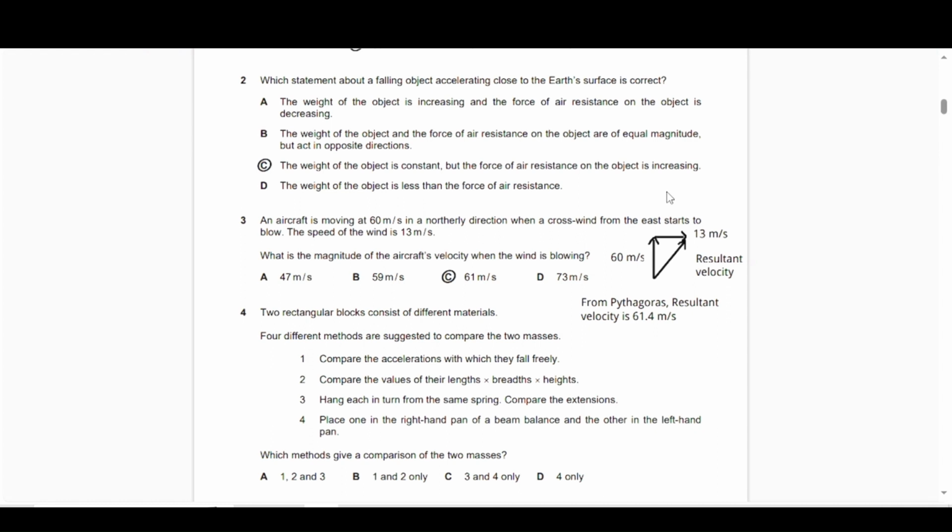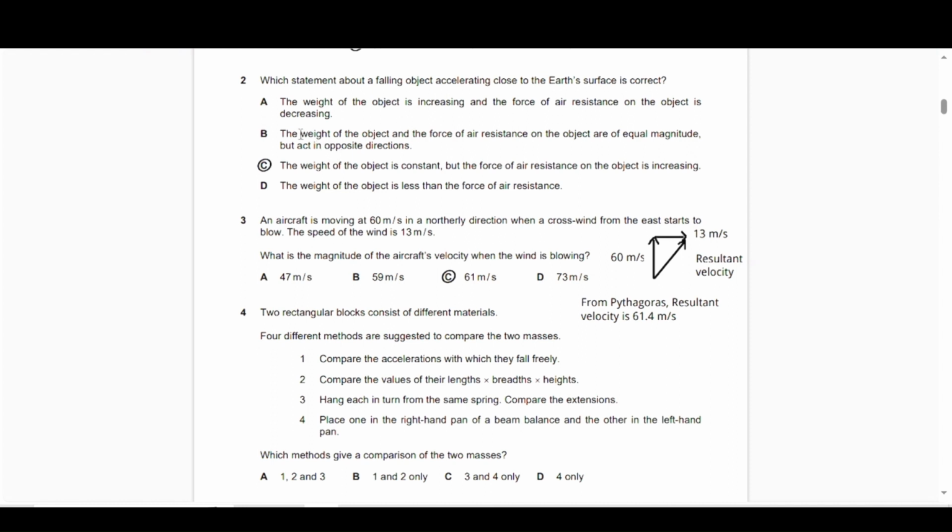So again, if we go through the process of elimination, because this is a description-based question, if we start with A, it says the weight of the object is increasing and the force of air resistance on the object is decreasing. Now, this is not true. As we'll see, the weight depends on the mass and the gravitational acceleration. So near the surface of the Earth, the gravitational acceleration is constant. The mass is the amount of matter something has, and that is constant as well. So the weight cannot be increasing. Therefore, that statement is wrong.